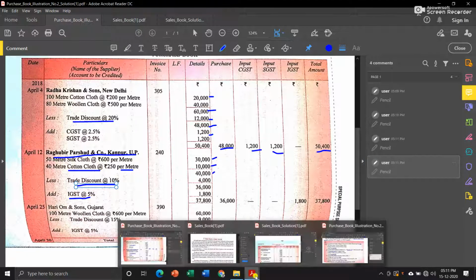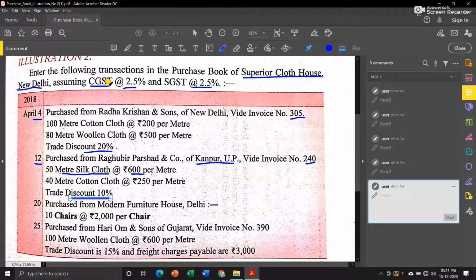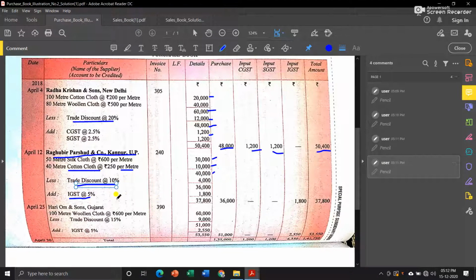Now if you see in the question, they told us at the starting that CGST is 2.5, SGST is 2.5. They haven't mentioned IGST. So IGST is nothing but when you combine CGST and SGST together, you get the percentage for IGST. So in this case 2.5 plus 2.5, that is 5%, will be our IGST. So we have to calculate 5% of 36,000, and it is 1,800. So after adding 1,800 we got 37,800.